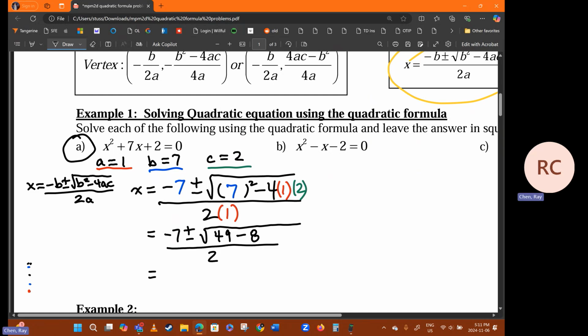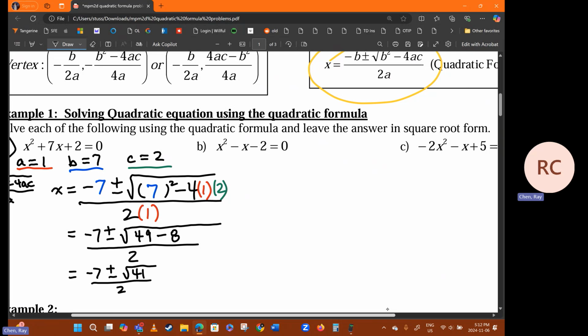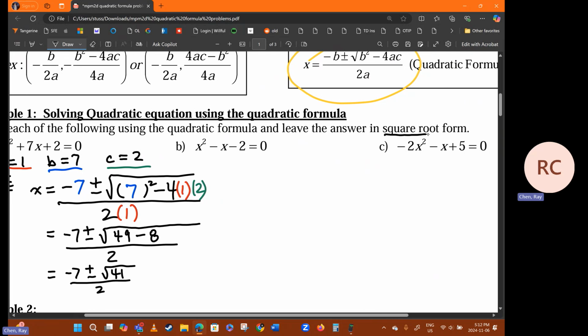Someone was asking me earlier in class, well, what do you do next? Well, you simply do what's under the square root sign. The 49 minus 8 is kind of like if they're in brackets. So 49 minus 8 is the square root of 41 all over 2. And so this answer is actually the answer in square root form.